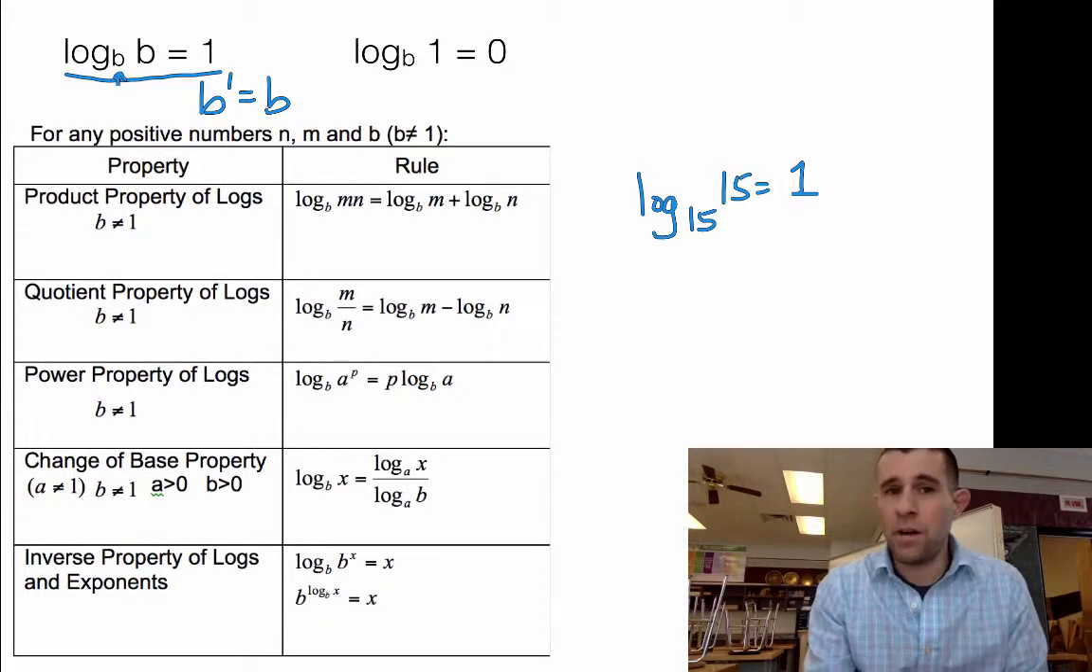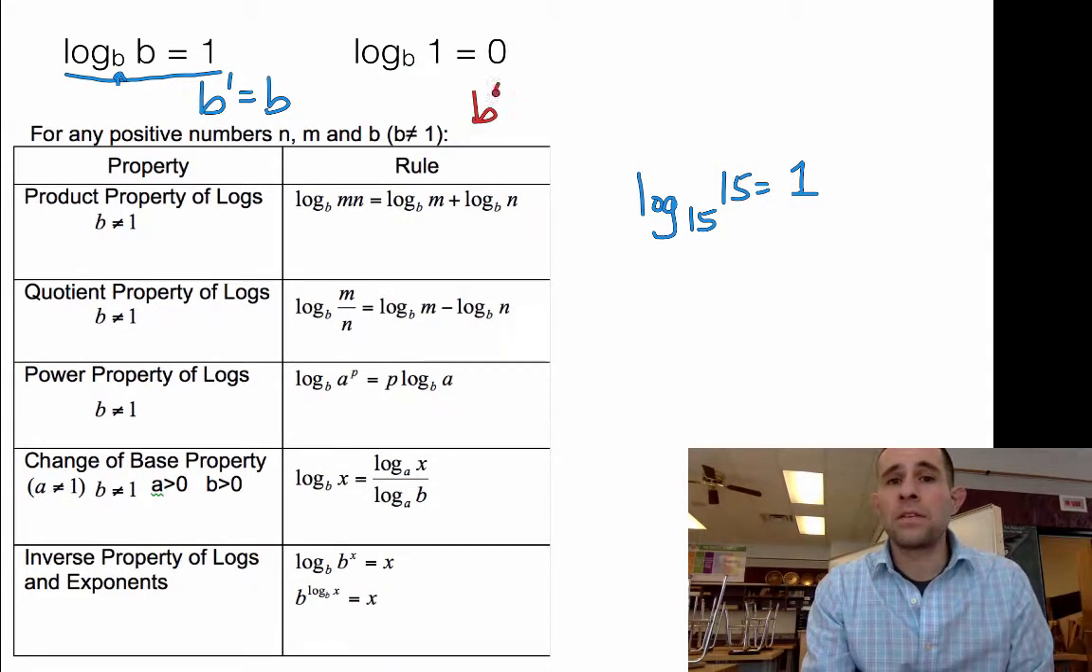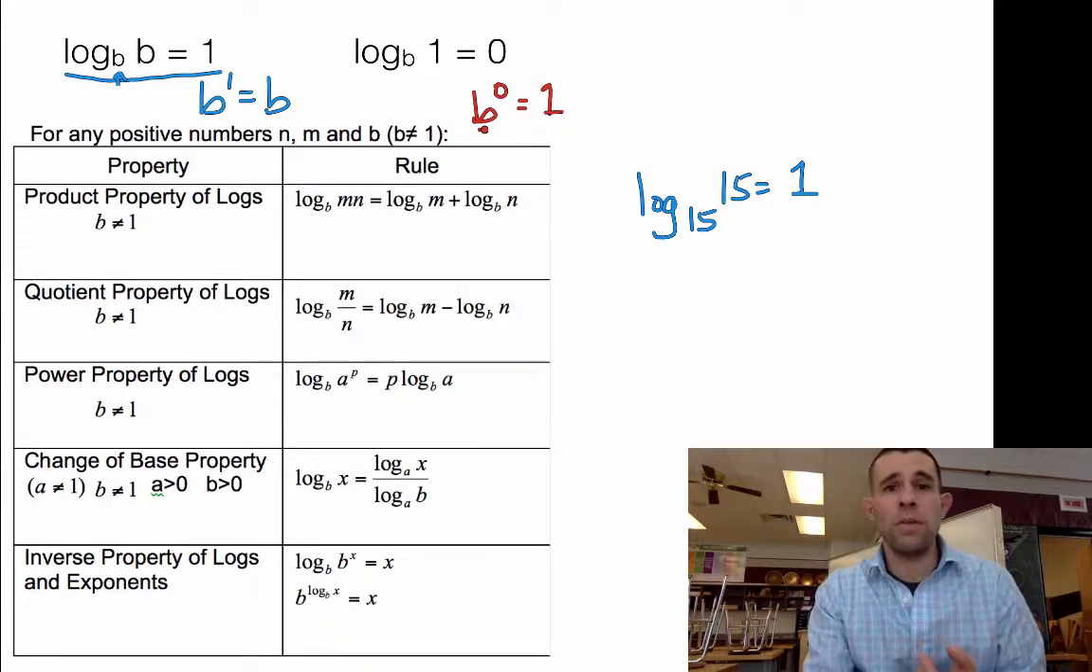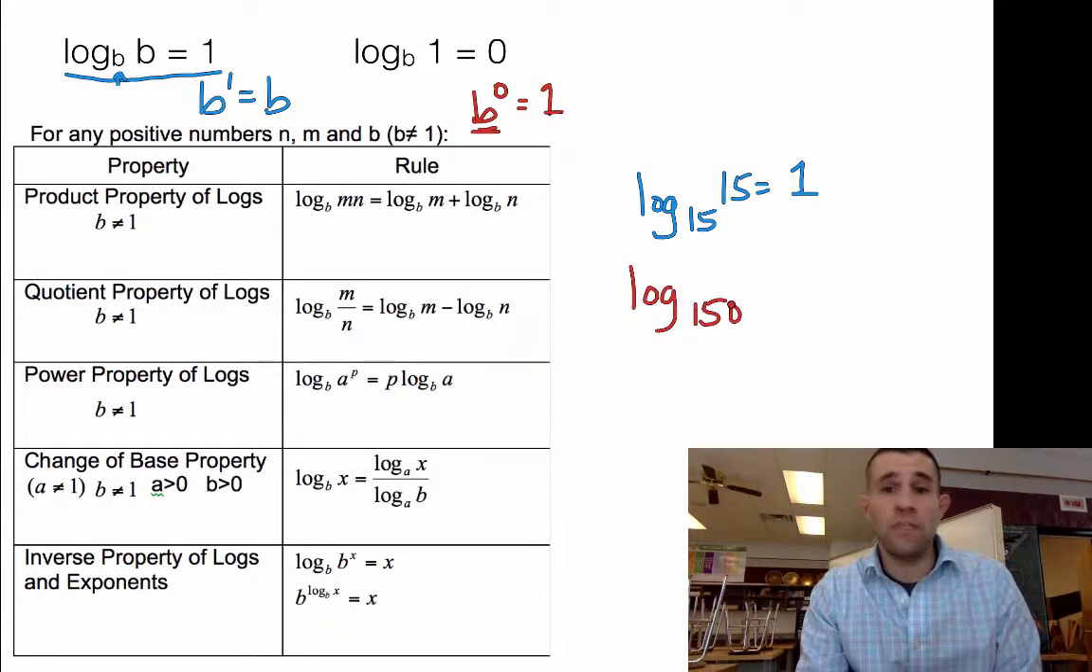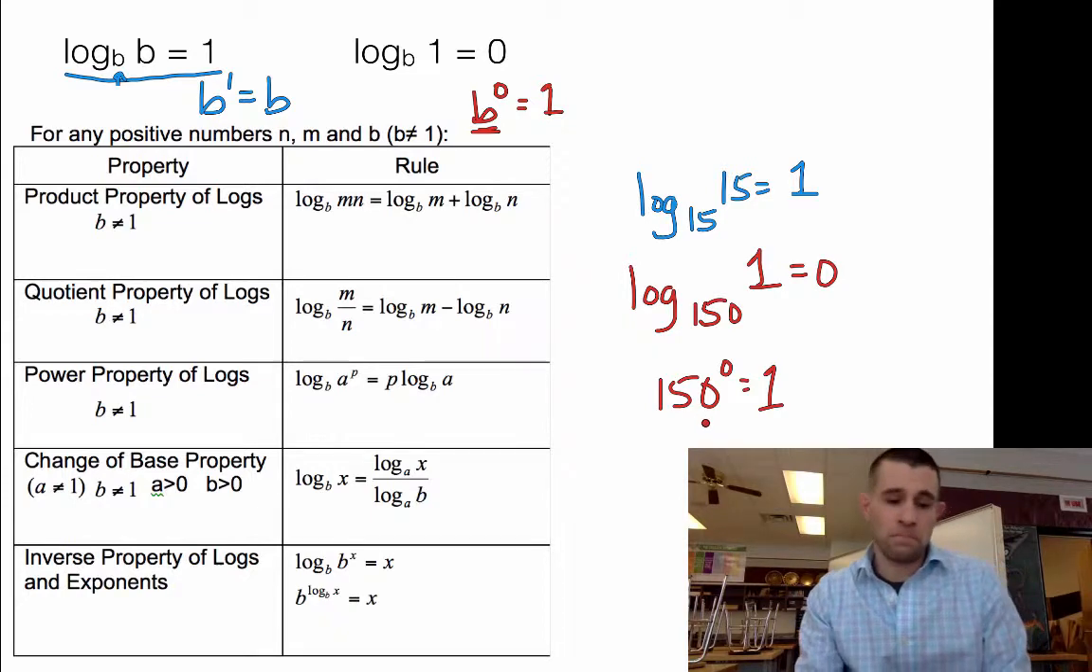All right, our next property says log base b of 1 is equal to 0. In other words, b to the 0 power is equal to 1. And this is true no matter what your base is. So, for example, I could have said log base 150 of 1 is going to equal 0. In other words, 150 to the 0 power is equal to 1. And that's true about any number. Any number to the 0 power is going to generate 1.